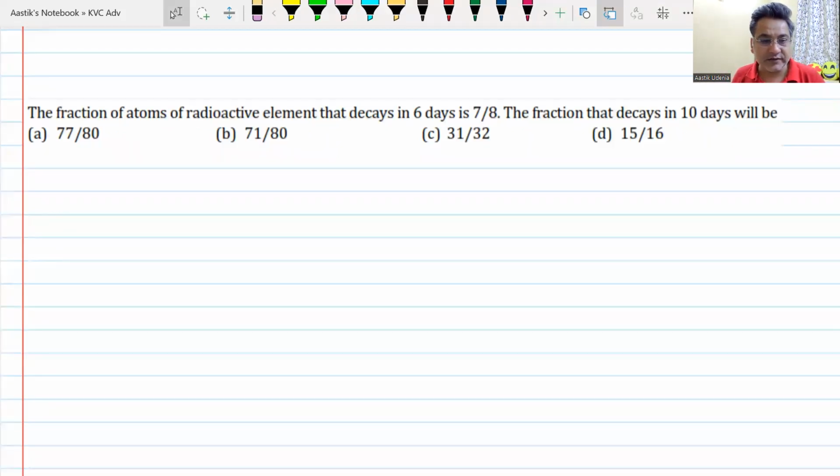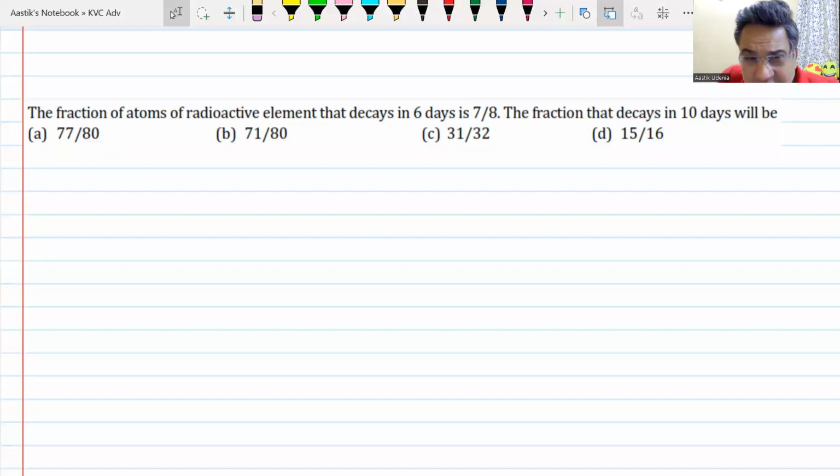This is the next one. The fraction of atoms of a radioactive element that decays in 6 days is 7 by 8. The fraction that decays in 10 days would be how much? Well done. 31 by 32 is the answer.